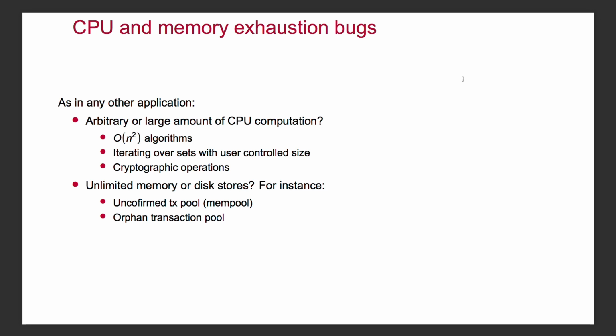There are also unlimited memory or disk store issues. For example, the unconfirmed transaction pool, called the mempool in Bitcoin, was also a problem. It would be possible to just send transactions that never get confirmed, and the whole network starts caching these transactions endlessly and sometimes runs out of memory. And also there is the orphan transaction pool.